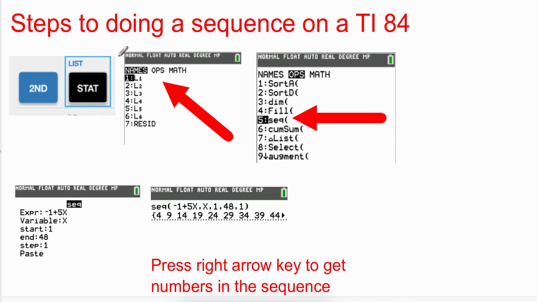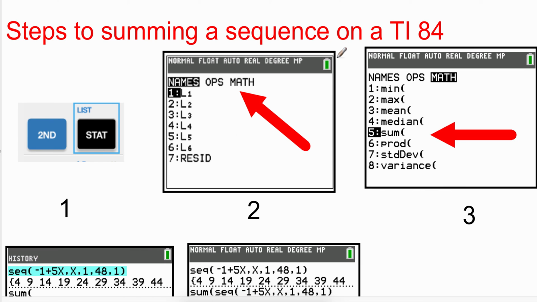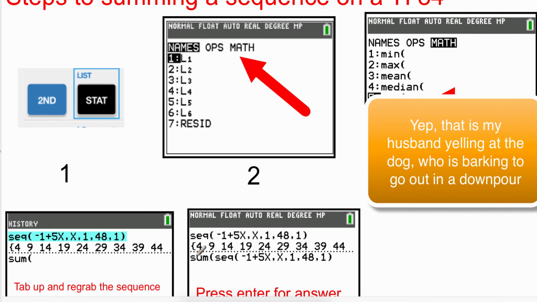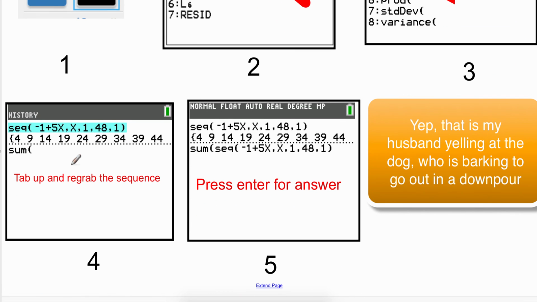Okay, so here are your steps. If you want to screenshot this or write it down, this was how you did a sequence. Second function list, choose operations. The operation we want to choose is sequence. We want to enter in all our information. And then the steps to summing up a sequence: same thing, second function stat. Our second step is to now choose math, choose summation. What we have to do then is tab up, re-grab the sequence we entered, and press enter for the answer.